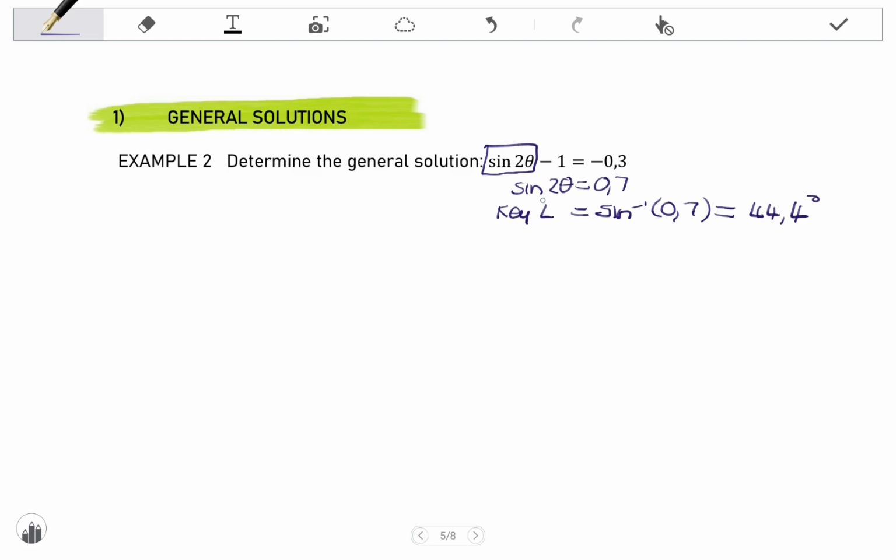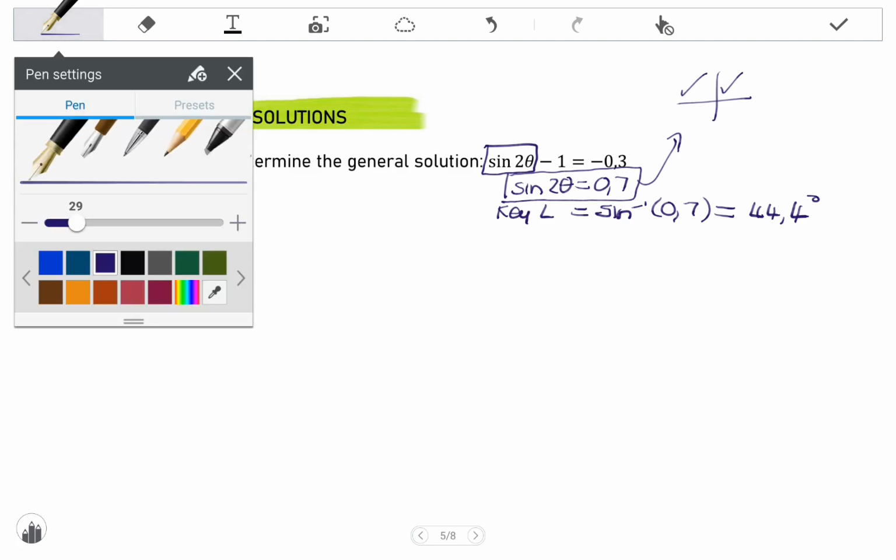Okay, third step is to determine which quadrants I'm in. So looking at the form of the equation where the trig function has been isolated is what I'm going to use. Here I've got sine equals a positive value. So again, from the class diagram, I know that sine is positive in the first and the second quadrant.